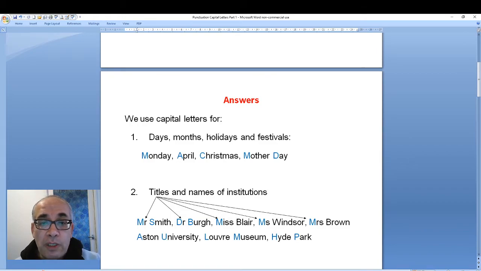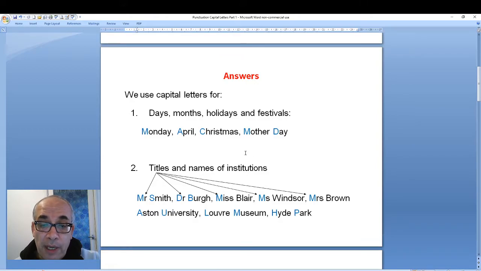Number 1, we use capital letters for days, months, holidays and festivals. So capital M for Monday because Monday is a day. Capital A for April because April is a month. Capital C for Christmas because Christmas is a holiday. Capital M, capital D for Mother's Day because it is the name of a festival.